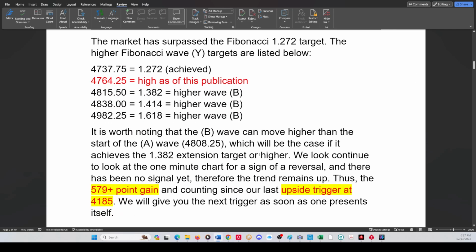Okay, and we continue to look at the 1 minute chart for a sign of reversal. There's been none. Okay, so the trend remains up. We've been saying that over and over again. Upside trigger. That's why the last trigger has given us a nearly 600 point gain.